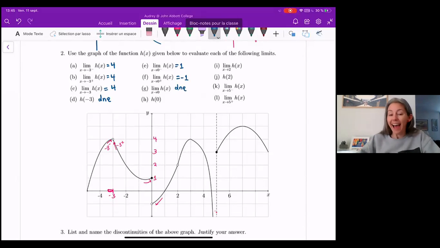So that said, what actually happens? Well, we can see that our closed dot is at 1. What is the y value when x equals 0? It's 1. So h of 0 is equal to 1. Now let's look at 2.